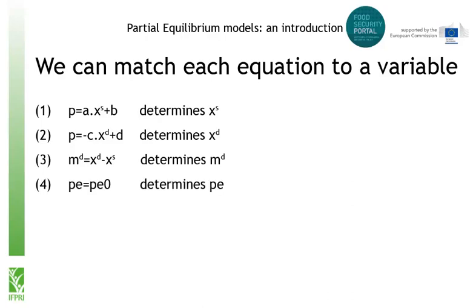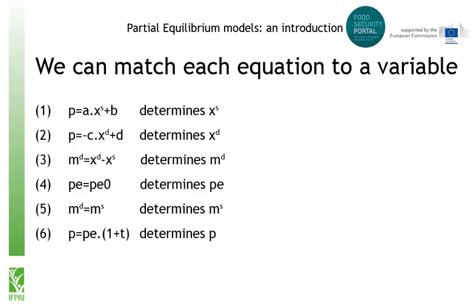Equation 4 determines the world price, because it says that the world price is constant at a level which is PE0. Equation 5, in fact, you have MD is equal to MS. MD is determined in another equation, so it determines MS. And equation 6, you've got P, which is equal to the world price multiplied by 1 plus the ad valorem duty, so it determines the local price P.